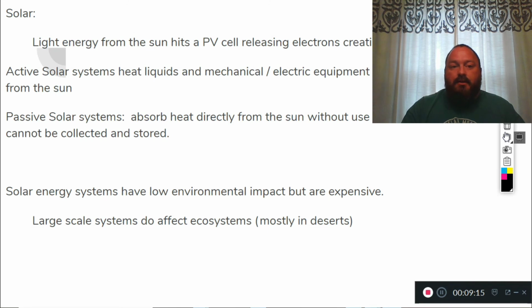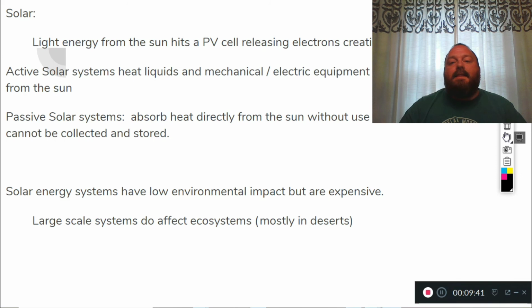There's two different types of solar energy creation. There's active solar and passive solar. The big difference between them: active requires the use of machinery. So we have to do something to capture that energy and store it for our use later. A lot of times they'll heat liquids up. That warmed liquid then will be able to be stored, pumped through a building, and then used to heat a house or to generate steam, etc.